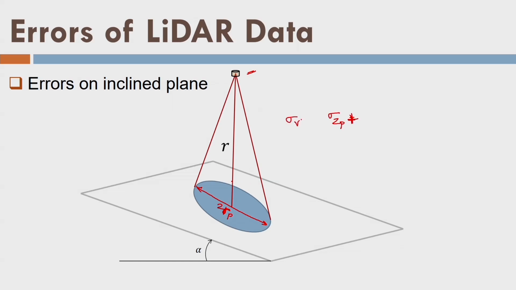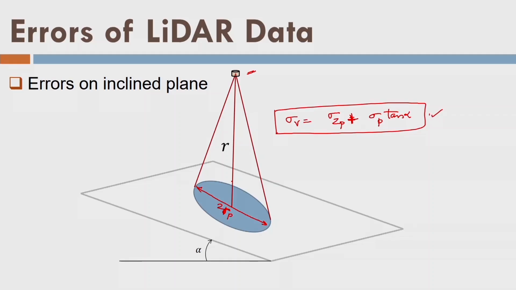So, sigma v, the vertical error, is given by sigma zp, that you have determined from the error propagation logic, sigma p again from error propagation logic, and this tangent of alpha. Sigma v has increased in the case of an inclined plane. So, you should be careful if you have some hilly terrain where the hills are highly inclined, that means alpha values are very high, then you have to consider the error in the vertical direction, and that will increase because of the tangent alpha factor as well as sigma p here.